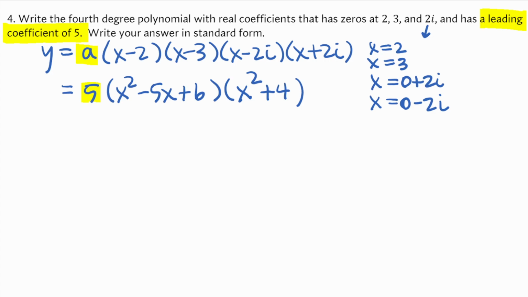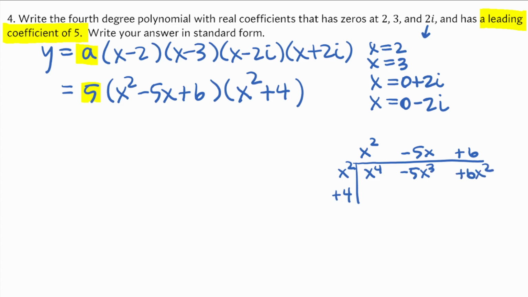Okay, now our job is going to be to distribute that. So I think I'll do that off to the side. x squared minus 5x plus 6 multiplied by x squared plus 4. Okay, looks good, I think. I'm just double checking. Okay, yeah, looks good to me.